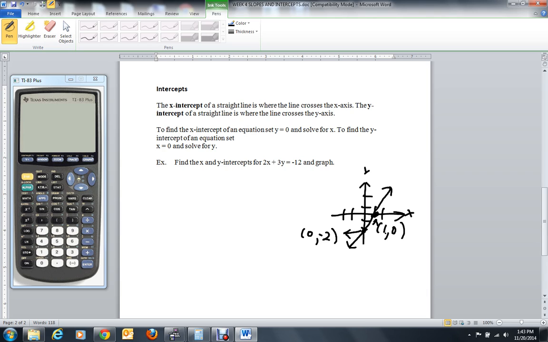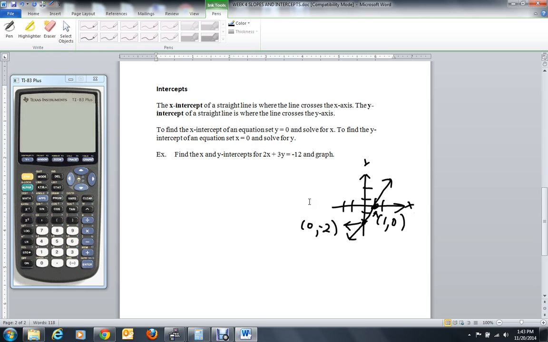So with that in mind, x-intercepts always have a y value of 0. And y-intercepts always have an x value of 0. And so, that's what this says right here. It gives you the directions on how to find the x- and y-intercepts. To find x-intercepts, you let y be 0 because you want to know what x is. To find the y-intercepts, you let x be 0 because you want to know what y is.